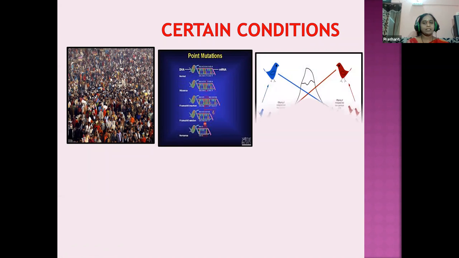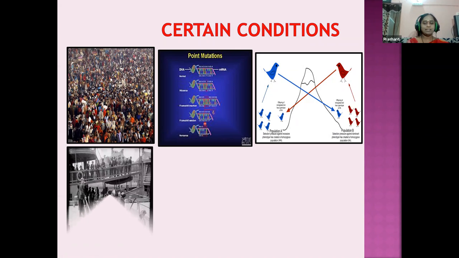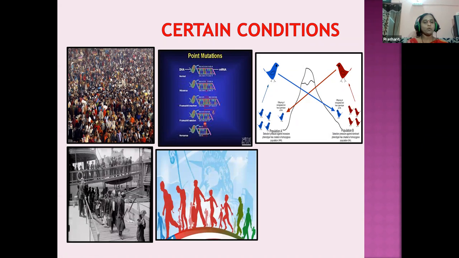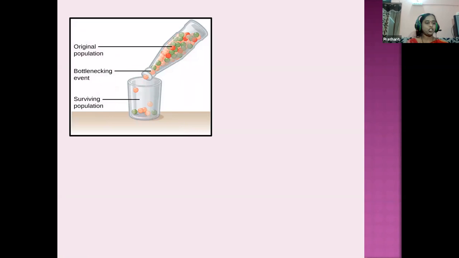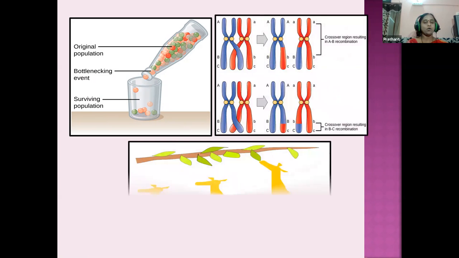There should not be any gene flow. This will also occur. Next, there should not be any immigration and emigration. That is, there should not be to and fro movement of people, which is highly impossible. And also, the mating should be random. But the mating will always be selective. We are human beings, we are not animals. Next, there should not be any genetic drift, there should not be any genetic recombination and no natural selection.